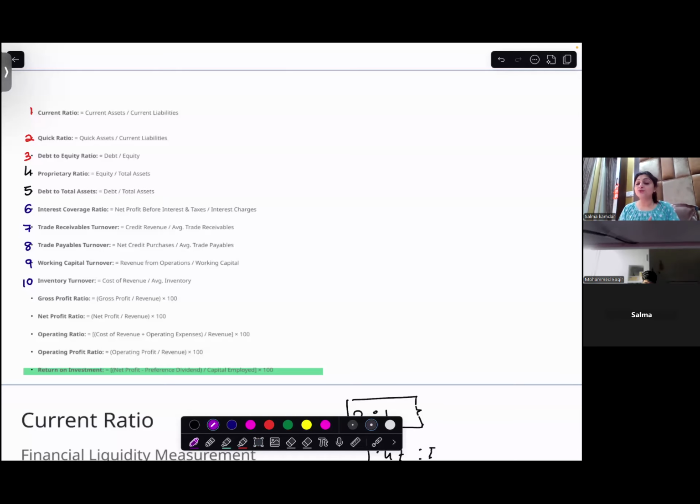So we're talking about 17 ratio formulas that you must know before you give your CBSE paper or your ISC paper. When you are going to revise these ratios, these are the 17 ratios that you must know.